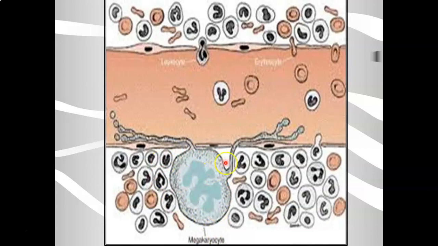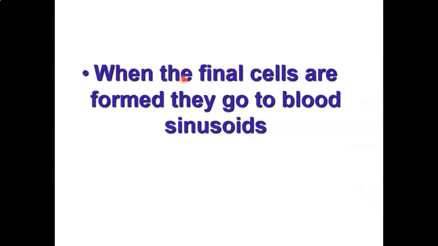Here the megakaryocyte extends its processes and fragments to form platelets within the blood sinusoids. When the final cells are formed, they go to the blood sinusoids.